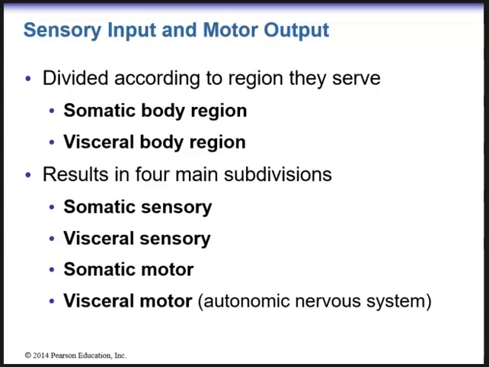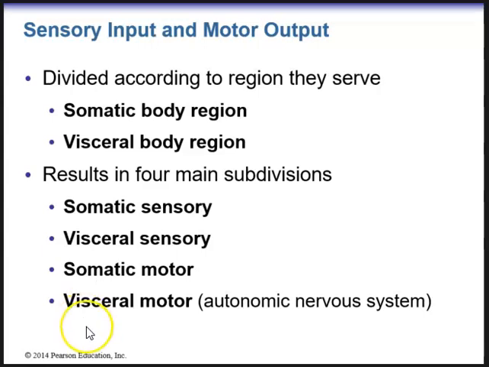So this scheme will then result in 4 main subdivisions of the peripheral nervous system. So we have the somatic sensory division or subdivision. This is the sensory innervation of the outer tubes, such as the skin, the body wall, and the limbs. We then have a visceral sensory subdivision. This is the sensory innervation of the viscera. We have a somatic motor subdivision or voluntary motor. This is the motor innervation specifically of the skeletal muscles.